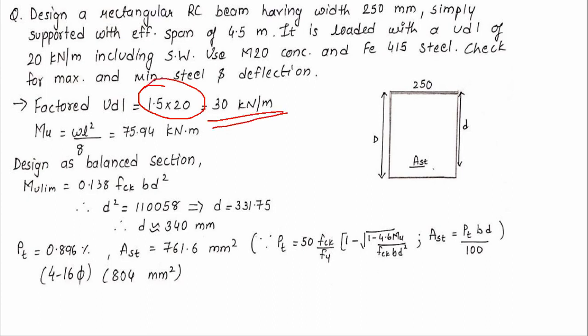Now as the beam is simply supported, the Mu equation or the bending moment will be WL square by 8. Taking L as 4.5, W as 30 kilonewton per meter, we will get an answer of 75.94 kilonewton meter.